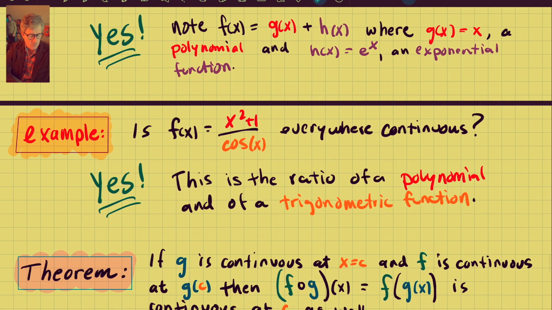What about this one? Is f of x equal to x squared plus 1 over cosine of x everywhere continuous? Well, yes, this is the ratio of a polynomial and a trig function. So the polynomial is continuous for all real numbers. The cosine function is continuous also for all real numbers. Now, the denominator can technically equal 0, so the domain of this function will be constrained a bit, but it is everywhere continuous on its domain.